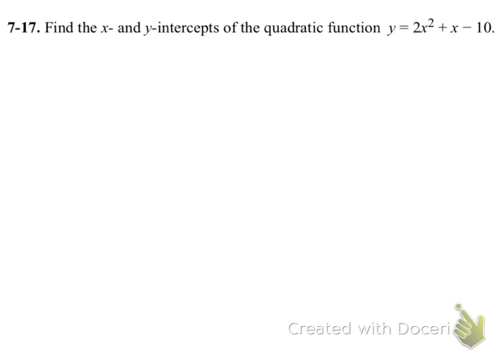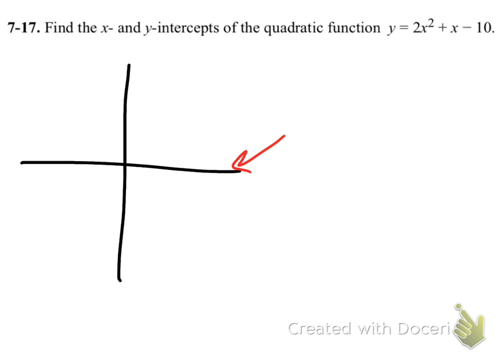Problem 17 wants to find the x and y intercepts of a quadratic function. So the first thing we're going to take a look at is, anytime you want to find an x or y intercept graphically, an x-intercept is somewhere that it touches the x-axis, and therefore an x-intercept means your y value is 0. The same idea applies if I want to find a y-intercept. That's where it touches the y-axis, so your x value is 0.